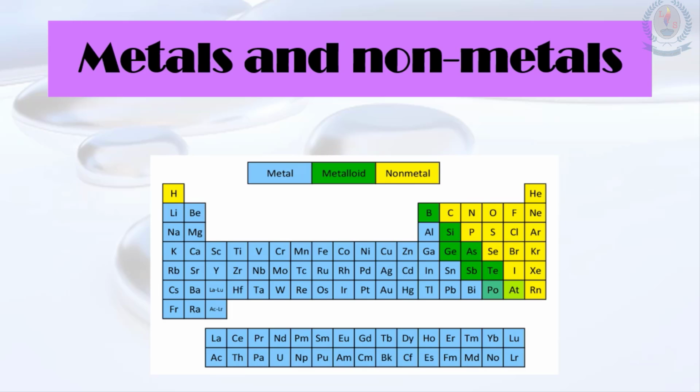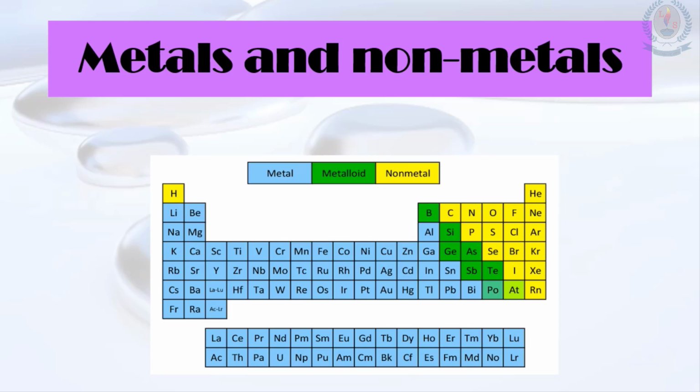Metals and non-metals. Okay children, what do you know about metals and non-metals? Are we working with metals and non-metals in our day-to-day life? Yes, we are working with devices which are made with metals and non-metals. So, metals and non-metals have very different physical and chemical properties. Therefore, they have different positions in the periodic table as well.